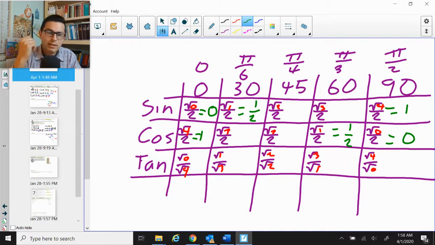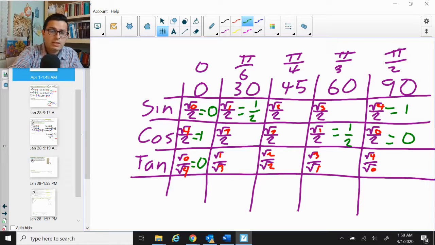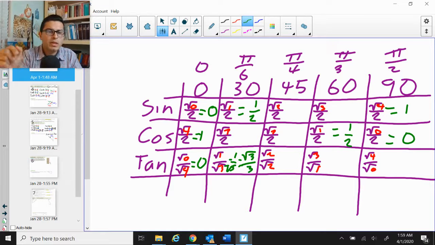The next line down is not that much harder. We have square root of 0 over square root of 4. Square root of 0 is 0, and 0 divided by anything is going to be 0. Next, we got square root of 1 over square root of 3. Now, this one does get a tiny bit complicated. That would just be 1 over square root of 3. But we have to rationalize the denominator, which means this is going to equal square root of 3 over 3. If you're not familiar with that, please look up how to rationalize a denominator.